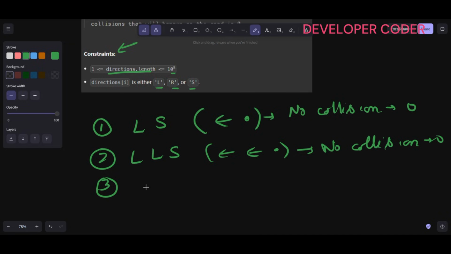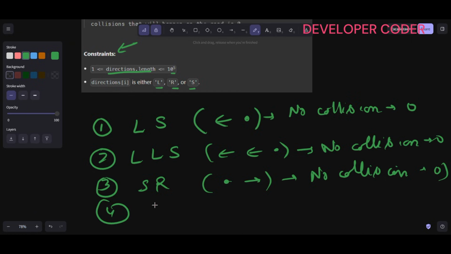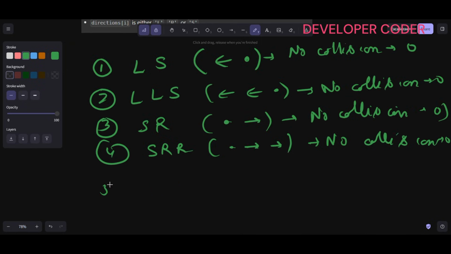we have S and R. So one is stopped and one is moving to the right direction. So here also no collision, if you notice, right? There will be no collision, right? Same way here, let's say S and R, so here also there will be no collision, right? No collision, right? So now here if I write something like this, let's say I combine this case and this case, LL and S and S and R.